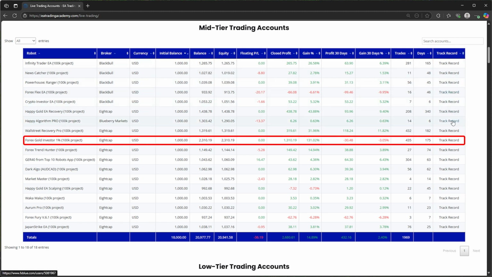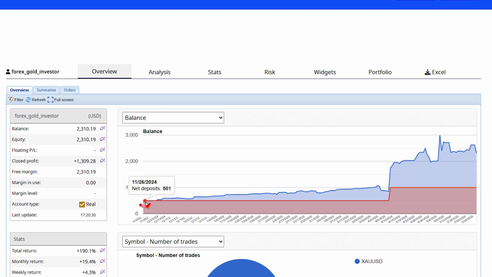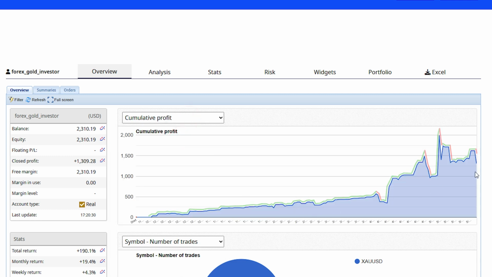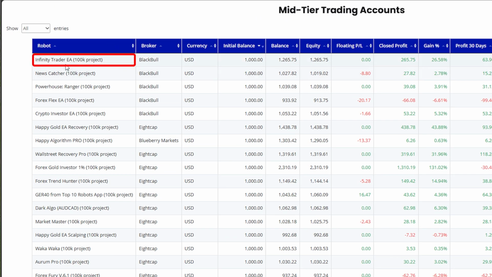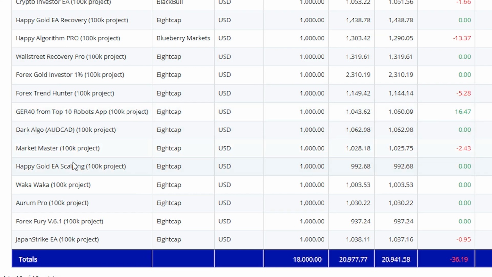For example, the Forex Gold Investor performed really well in the last 1 year in my live account. Actually, the history here is 183 days. It was a $500 account and then I increased it to 1,000 initial balance, and you can notice that the total return is nearly 200%. It's been up and down recently, but overall it is a profitable strategy and it's trading 100% the gold. If you want to trade currency pairs, you can have a look at the Infinity Trader EA, at the Powerhouse Expert Advisor, the Happy Algorithm Pro, which we recently reviewed, and it uses currency correlation as a strategy. And there are plenty of robots trading currencies below.